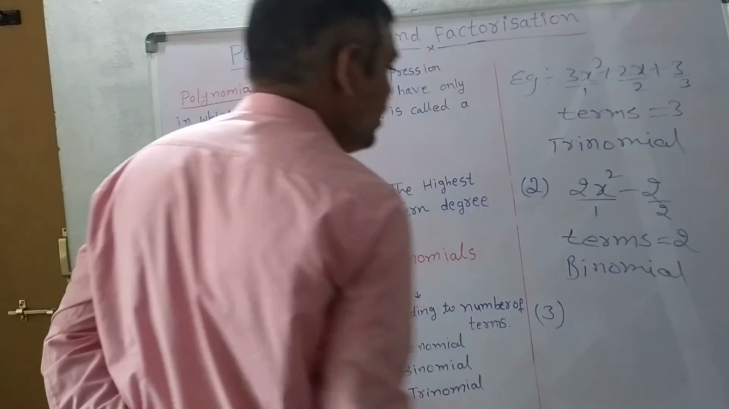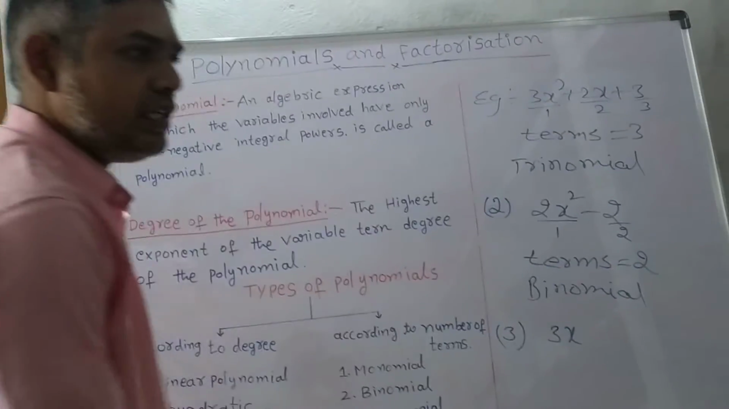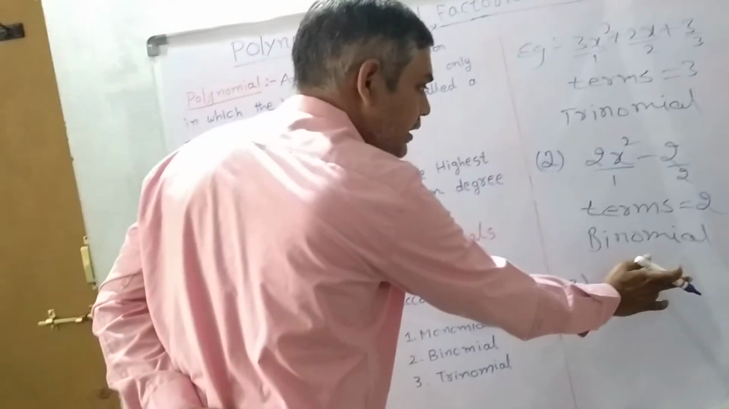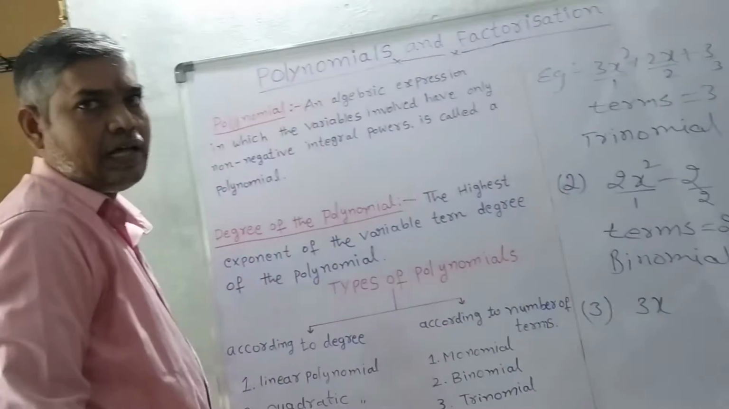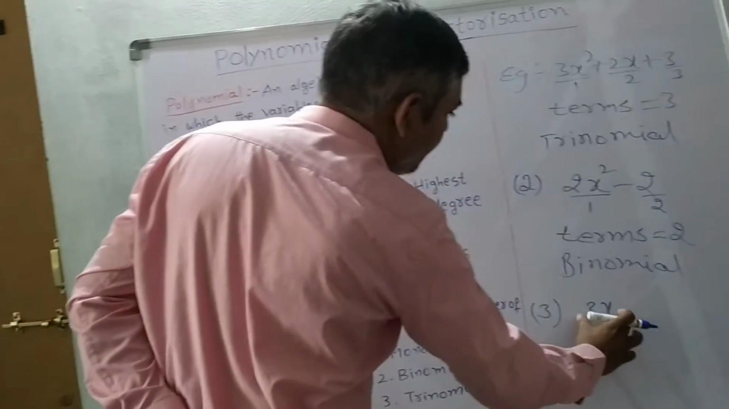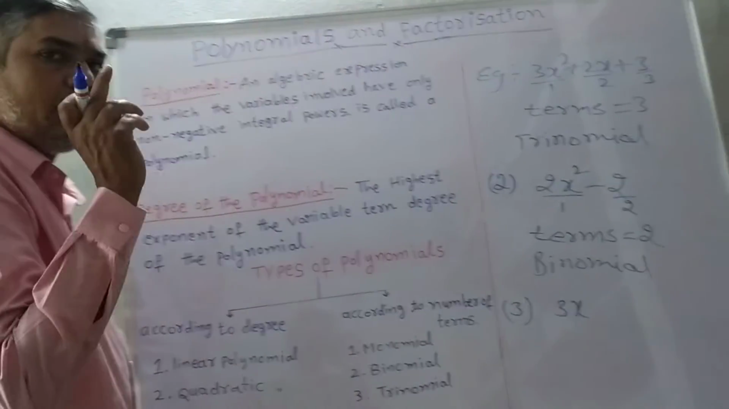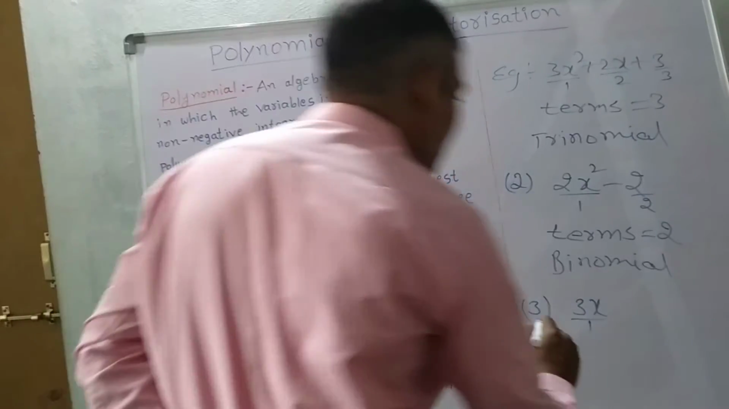Third one, there is only one term, 3x. 3x is only one term. There is no plus symbol and no minus symbol and there are no other terms. Only a single algebraic expression is there. This type of polynomial having only one term is called monomial.